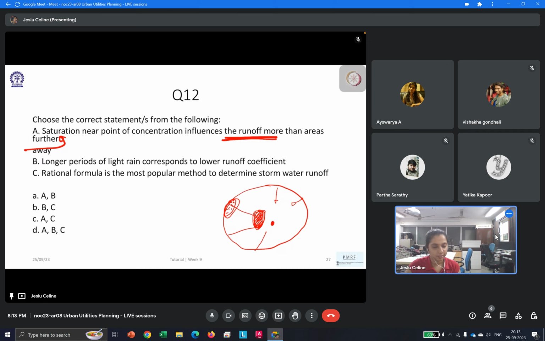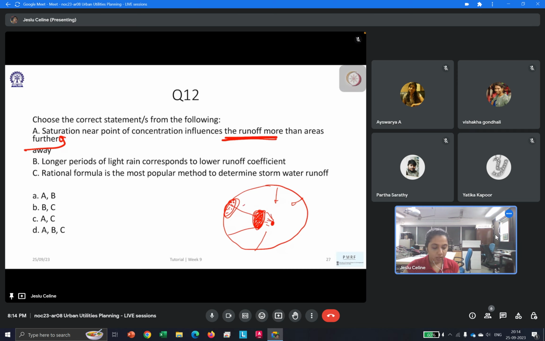True, ma'am. Yes. Why do you feel so? Because that's going to influence the amount of runoff that's going to come from the areas that are farther away. Yes, very good. Sorry, come again. It influences the runoff that is going to come from the areas farther away. Well, no, from the point of concentration. Correct. So if this point is saturated, then you won't have much runoff coming.